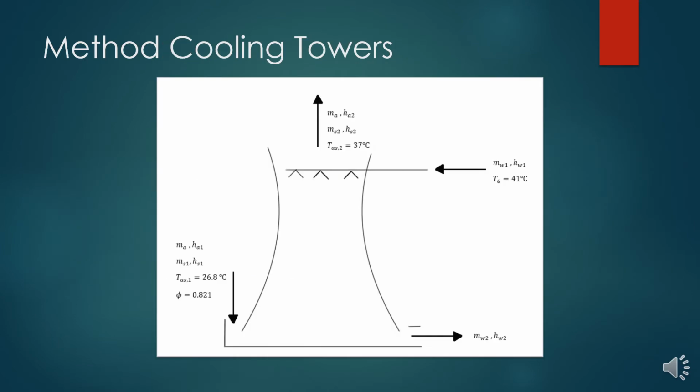For the cooling tower, the mass flow rate of the moist air at entry was varied to arrive at an amount which can cool the working fluid and condensate to a temperature below 40 degrees Celsius.